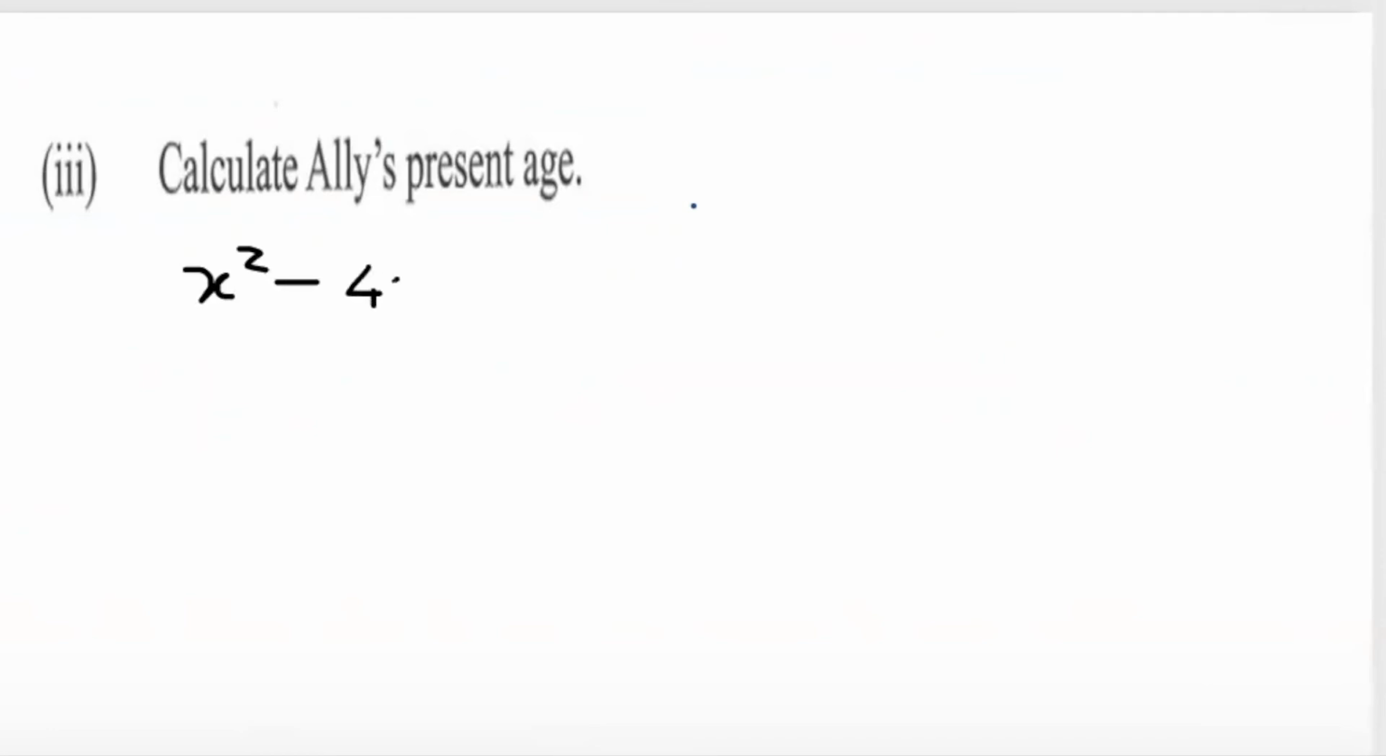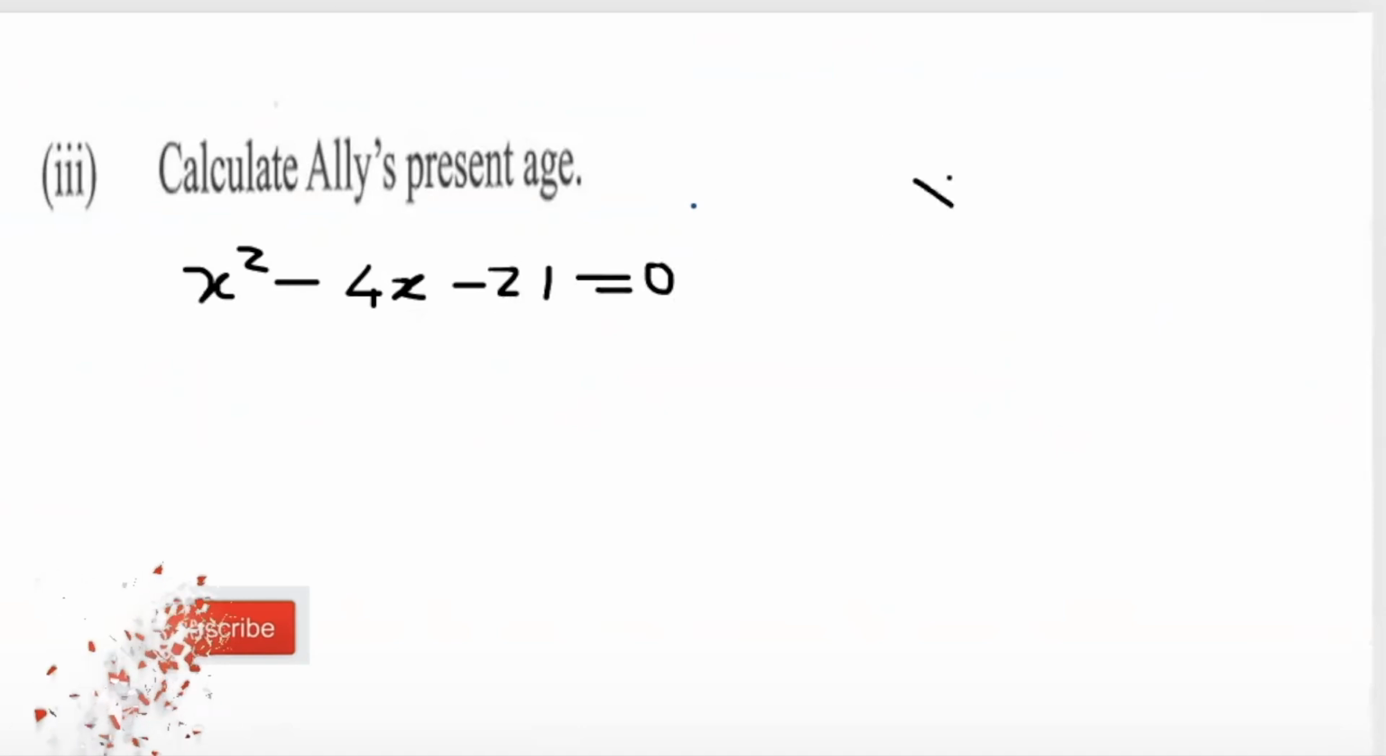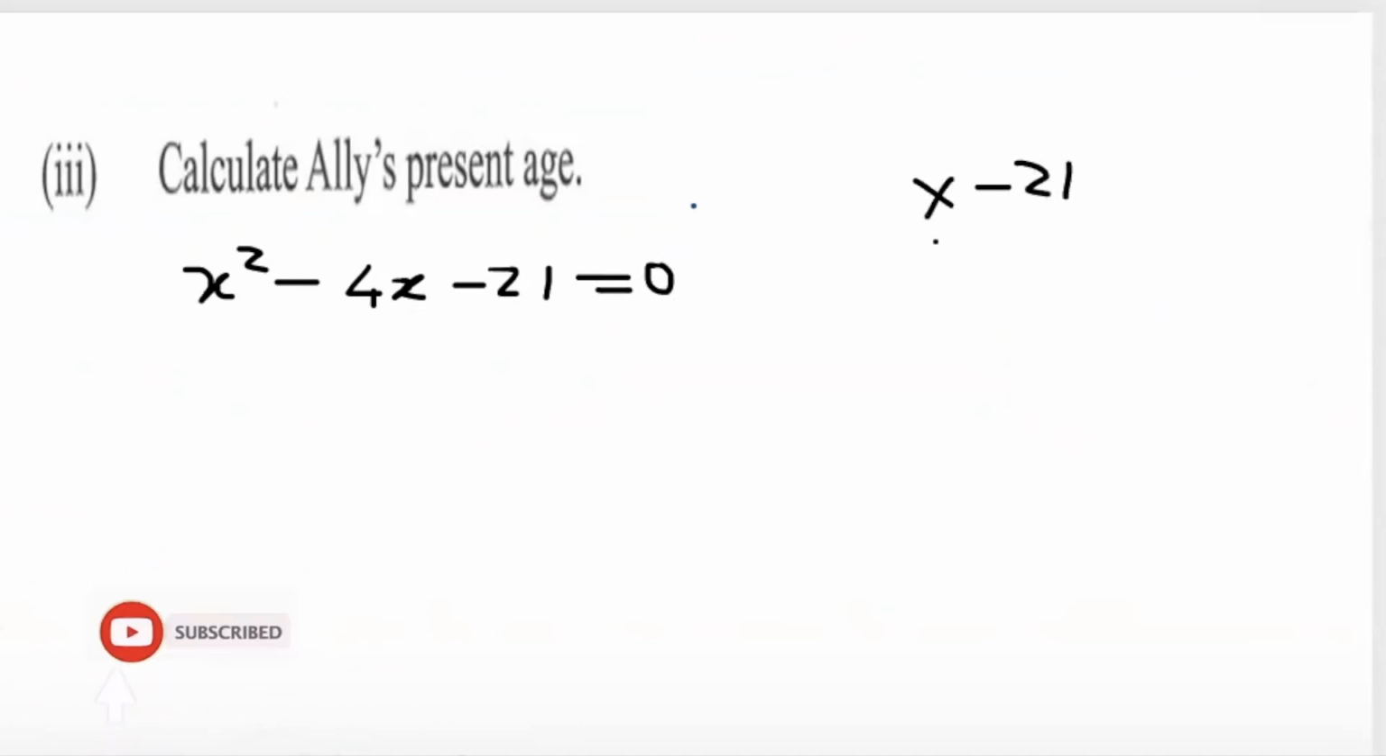Now, to calculate Ali's age, go back to what I had on the previous slide, where I had x squared minus 4x minus 21 equals 0. Now, I will have to factorize this. So we see two numbers that multiply to give me negative 21, but add to give me the center, which is minus 4. So you think of all the combinations that multiply to give you negative 21. And then from these combinations, what adds to give you minus 4?